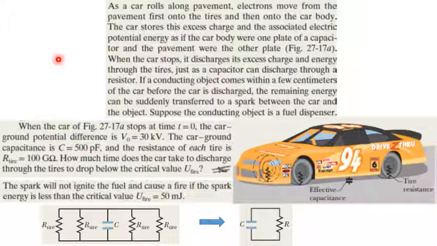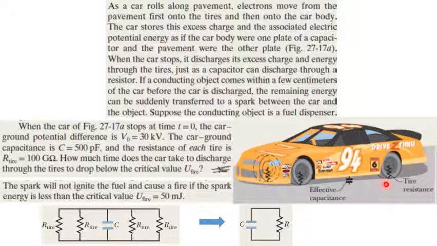Now, let us take a numerical example about charging and discharging of capacitors. To make sense of the problem, let us make this example a real physical problem. If you have a car which rolls along the pavement, some electrons move from the pavement first into the tire and then into the car body. The car stores this excessive charge and the associated electric potential energy as if the car body were one plate of a capacitor and the pavement were the other plate.